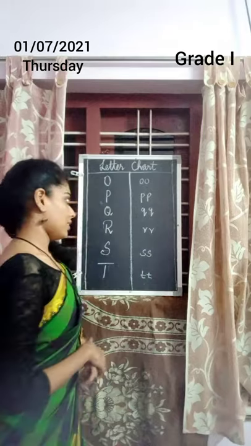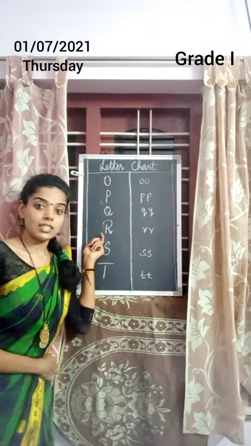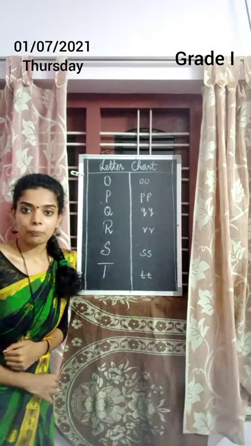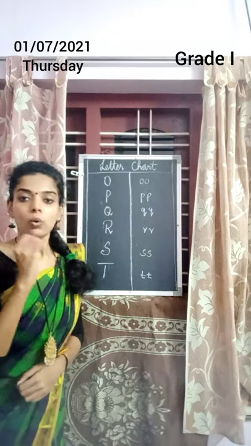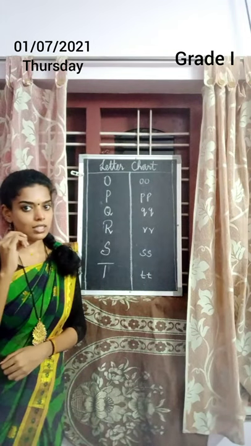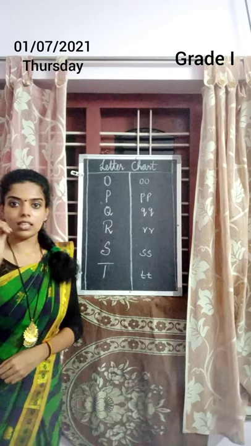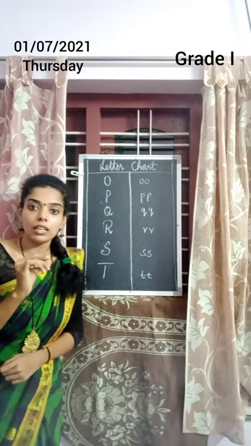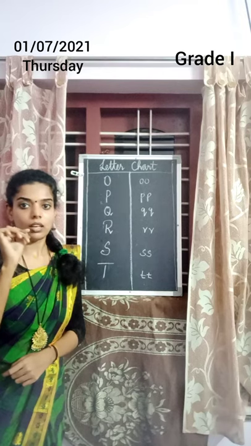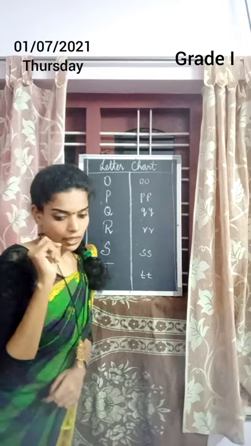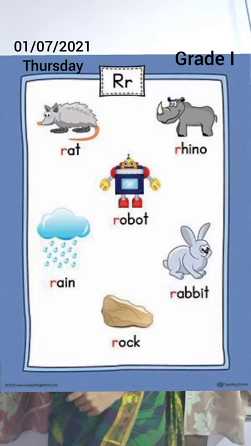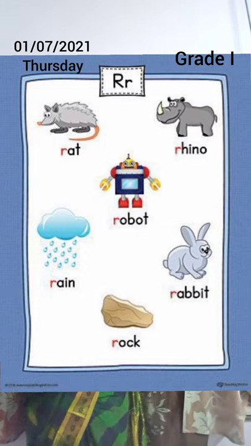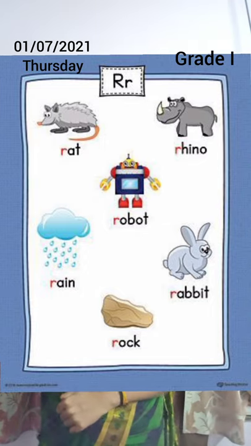Next alphabet is, what's the next alphabet? Yes, the next alphabet is R. What is the sound of R? Ra sound. So the example is rat. R-A-T, rat.